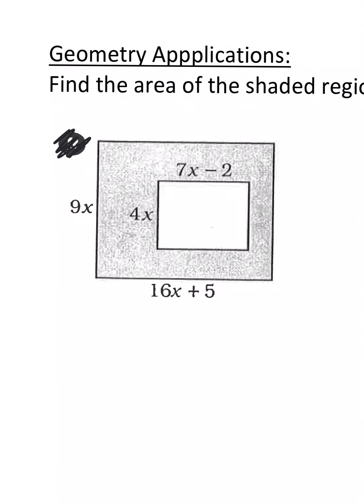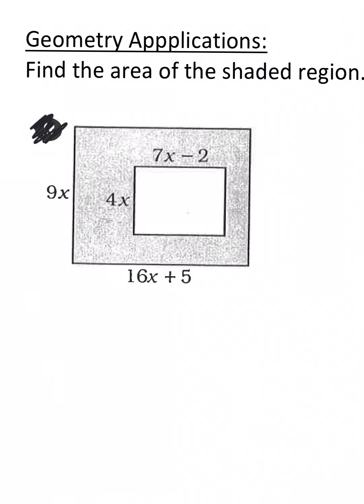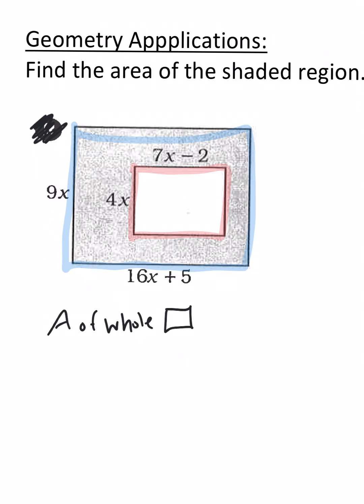Ignore this r over here. That doesn't mean anything. It was from a website. And we're going to find the area of the shaded region. So if you think back to last year, how we find the area of a shaded region is you find the area of the whole rectangle that you see on the outside here, this whole thing. And then we're going to subtract the area of the inside rectangle. Okay, I'm going to write that out. Area of whole rectangle minus area of inside rectangle.